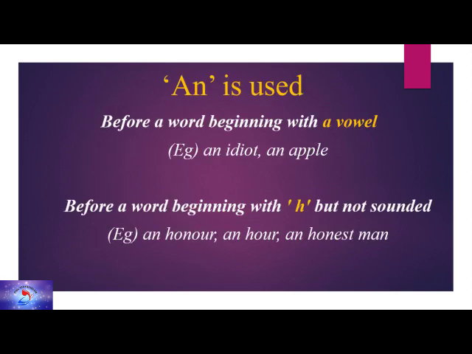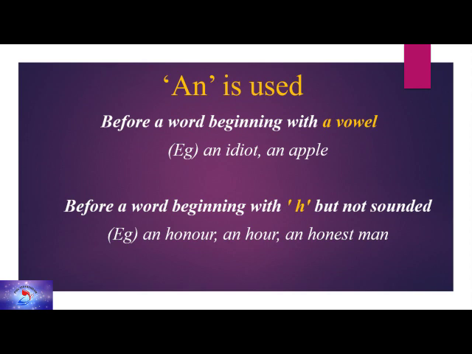So now about the usage of an. An is used before a word beginning with a vowel. So an is always used before a word that starts with a vowel. Then it is also placed before a word beginning with H but not sounded. Though it is a consonant, when we pronounce it, we never pronounce it with the full sound of H.